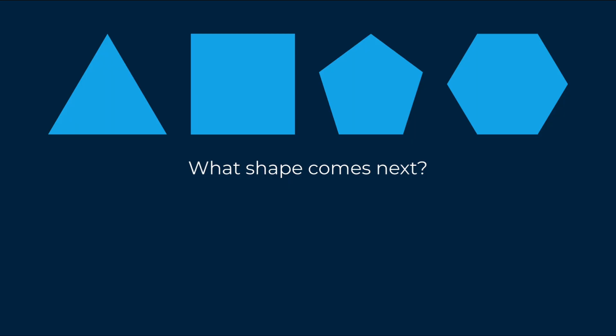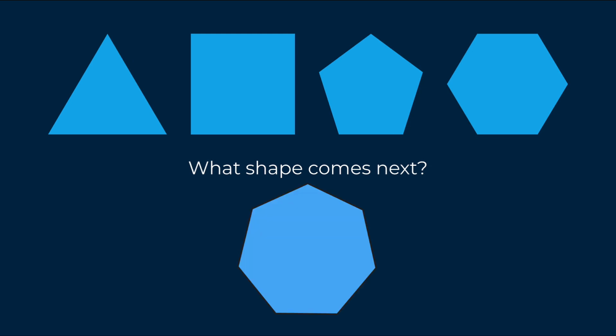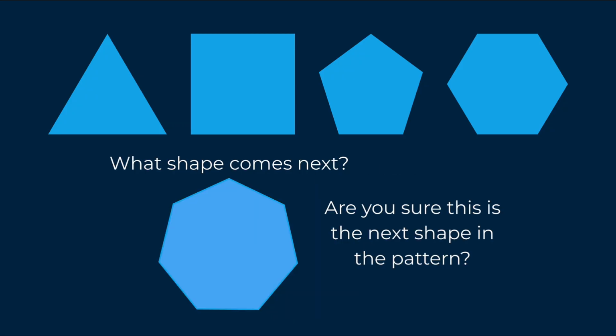Well, I would say that the triangle has 3 sides, the square has 4 sides, the pentagon has 5 sides, and the hexagon has 6 sides. So the correct answer here would be a heptagon, right? Would you say so? But that's the thing. We predicted it. Did we actually prove it? Are we sure this is the correct shape that comes next in the pattern?